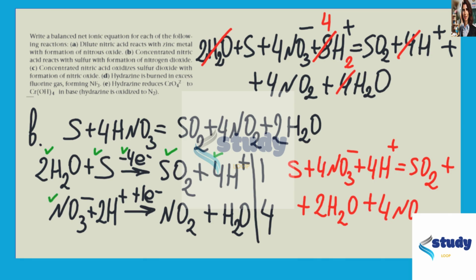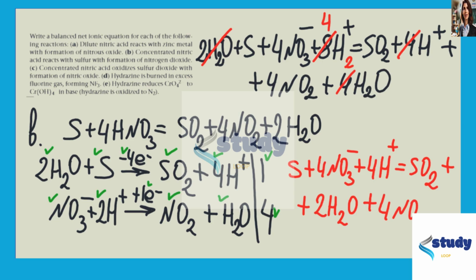Nitrate becomes NO2. To balance oxygens, we add water. To balance hydrogens, we add 2 protons. To balance charges, we add 1 electron. To balance those 2 half reactions, we multiply the first row by 1 and the second row by 4.